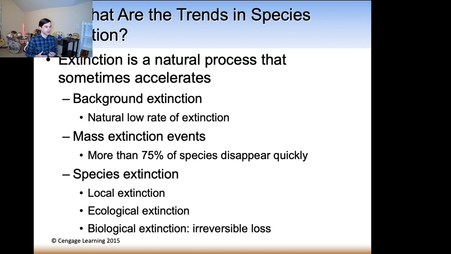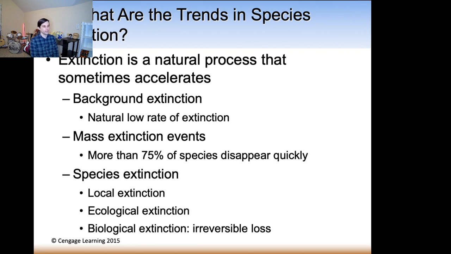This occurs from hunting, diseases that hit a particular area, but they're still found somewhere else in their range, but they happen to just be gone in that area where they once historically were found. And that's a local extinction. They're no longer found where they used to be.